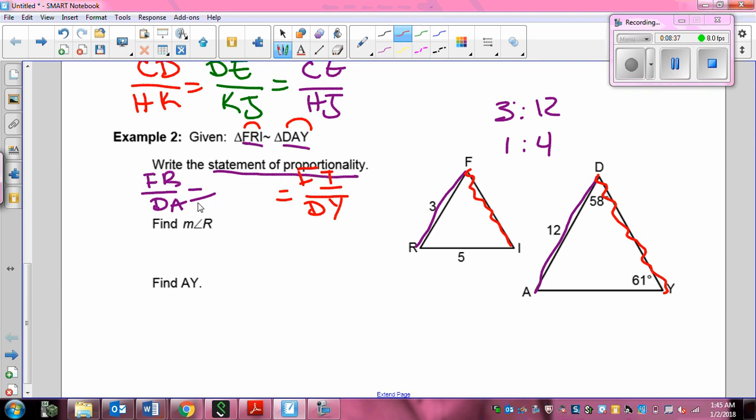Find the measure of angle R. So this is very important to look at our statement right here. Two triangles are similar in what way? R is our middle letter. So our middle letter is going to be congruent to our middle letter. So A is our middle letter, and we need to find out what A is. We don't even have A. But we have D is 58 and Y is 61. We know that we have to add them up, right? And subtract it from 180.